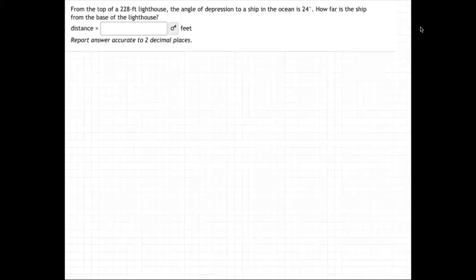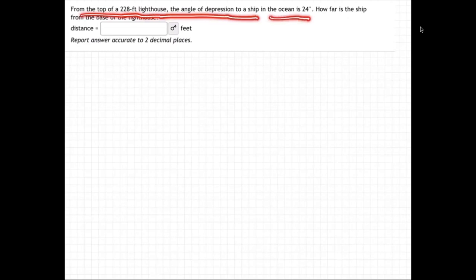On this question, it says, from the top of a 228-foot lighthouse, the angle of depression to a ship in the ocean is 24 degrees. How far is the ship from the base of the lighthouse?